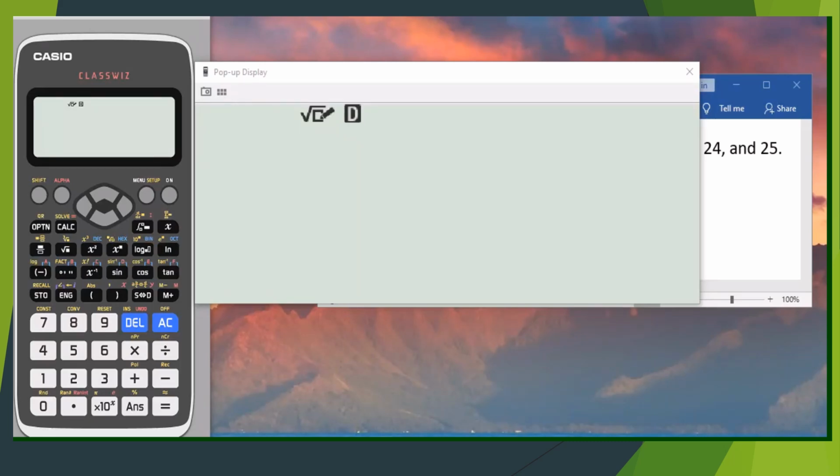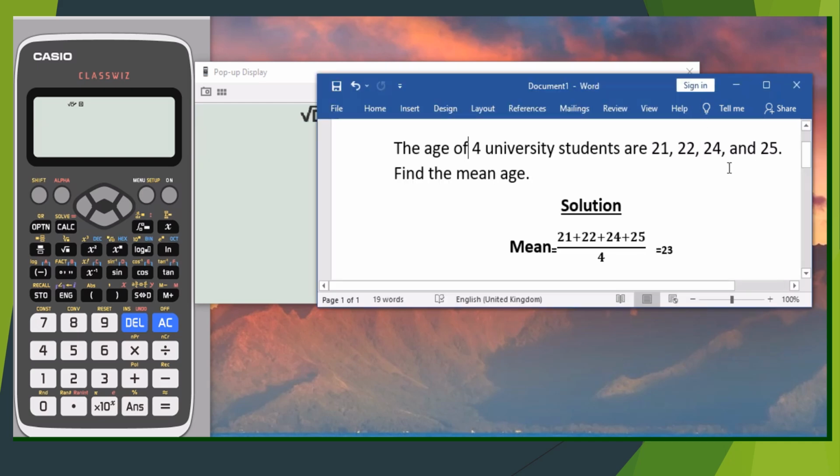Today I'm going to guide you how to use the calculator to find the mean of raw data. In our previous tutorials we did grouped data. This time around I'm going to talk about raw data. So let's consider this question.